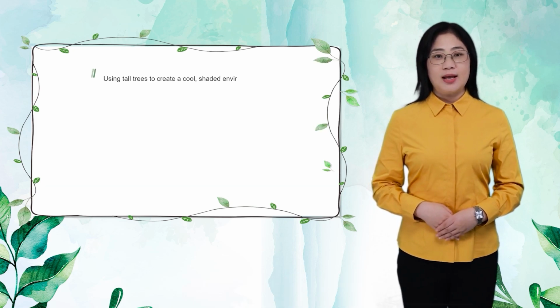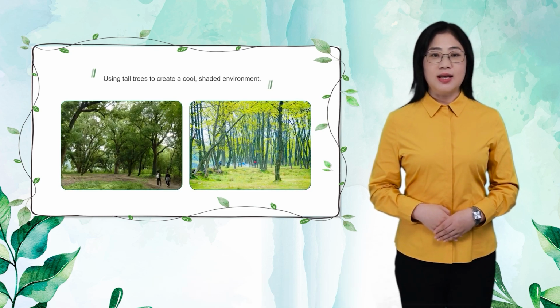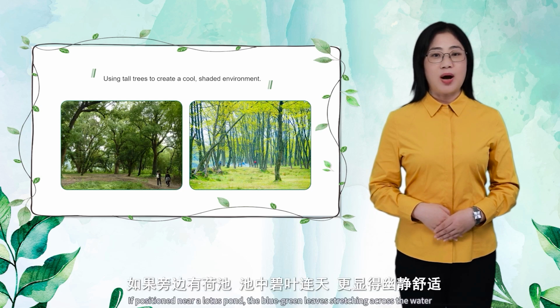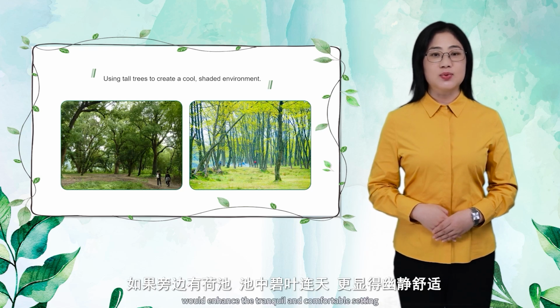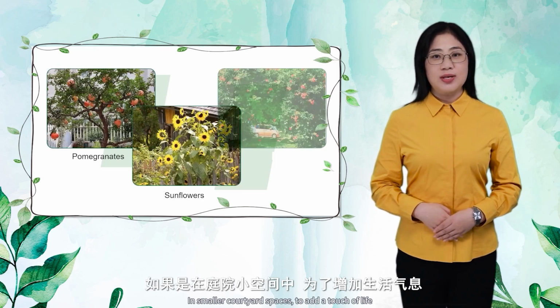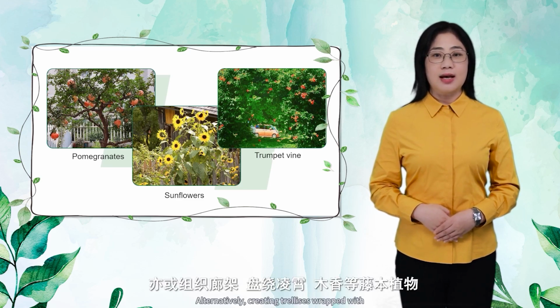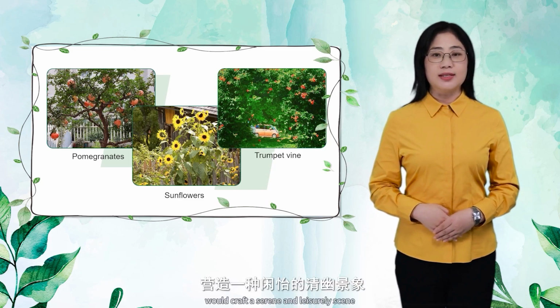shades. Here stands of trees like Magnolia grandiflora, camphor, or maple can be used singularly, creating open understory areas with old, robust trunks and dense canopies. If positioned near a lotus pond, the blue-green leaves stretching across the water would enhance the tranquil and comfortable setting. In smaller courtyard spaces, to add a touch of life, banana plants and sunflowers might be planted beside walls and windows. Alternatively, creating trellises wrapped with climbing plants like trumpet vine and wisteria would craft a serene and leisurely scene.